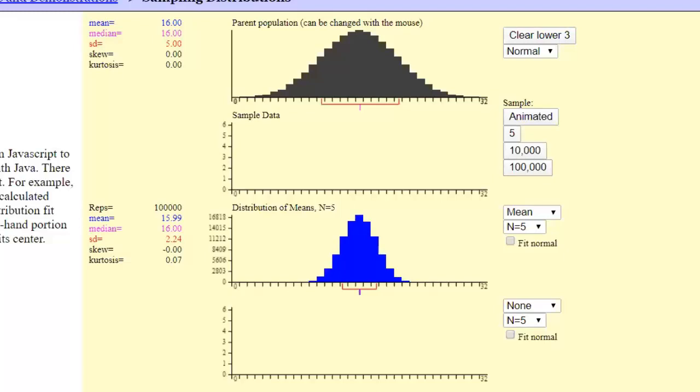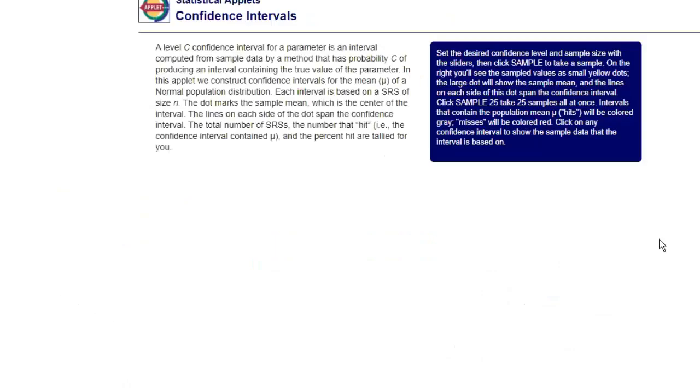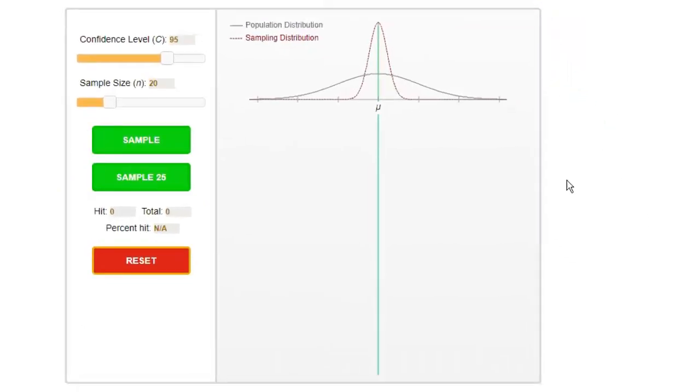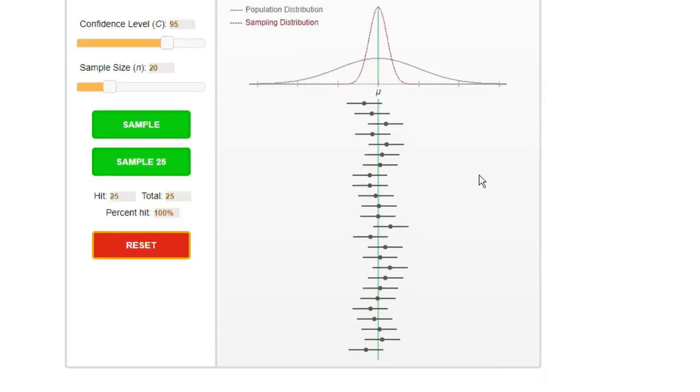Let me show you this other website here. Actually, there's two on confidence intervals. The first one is for means. And so we're going to draw a sample. Actually, I'm going to do 25 samples. So I just click the sample 25 button. Each of those intervals is what we would call a confidence interval.